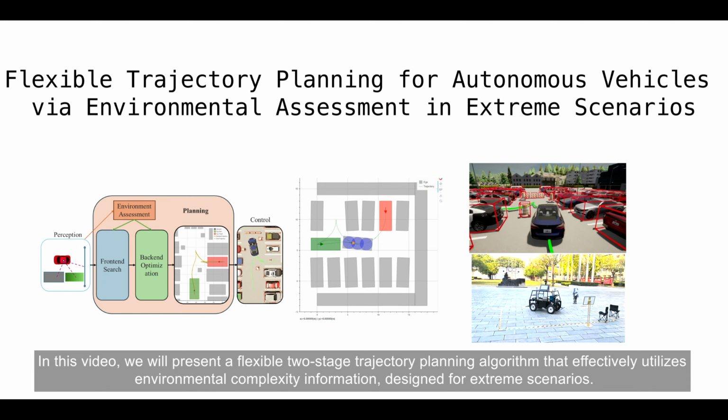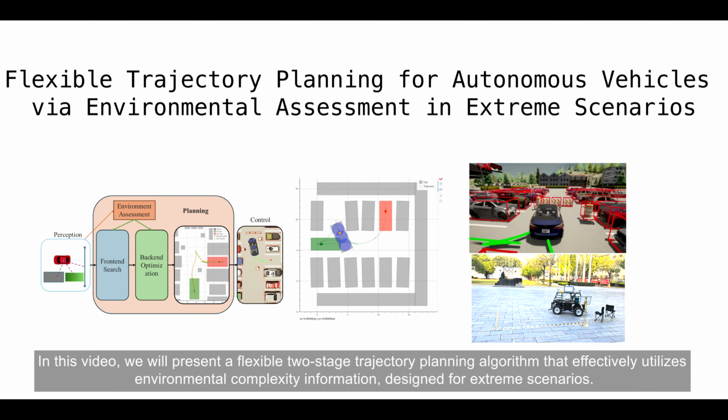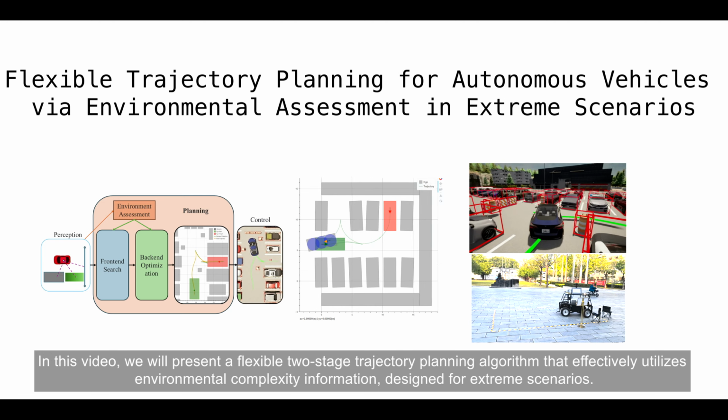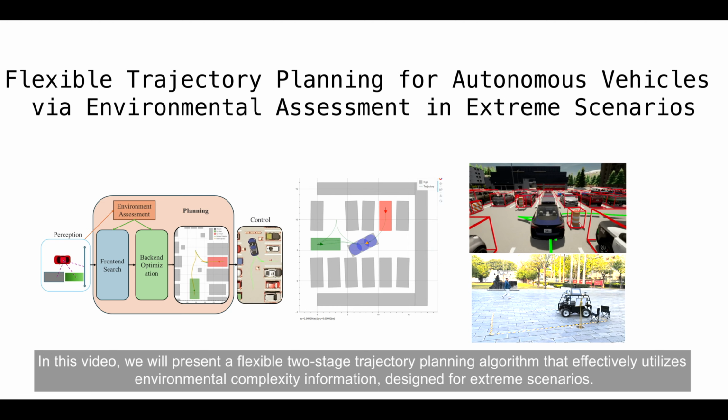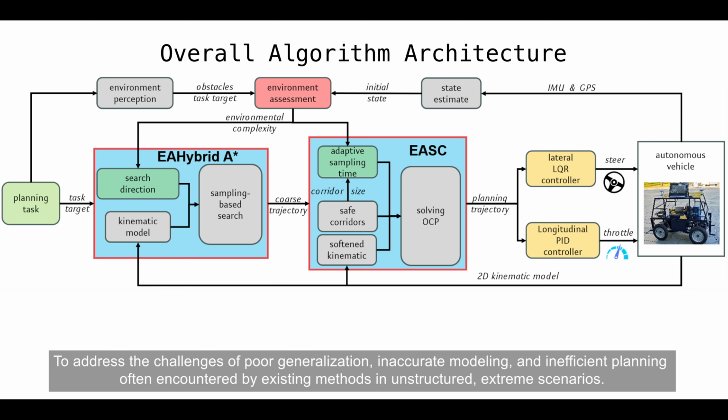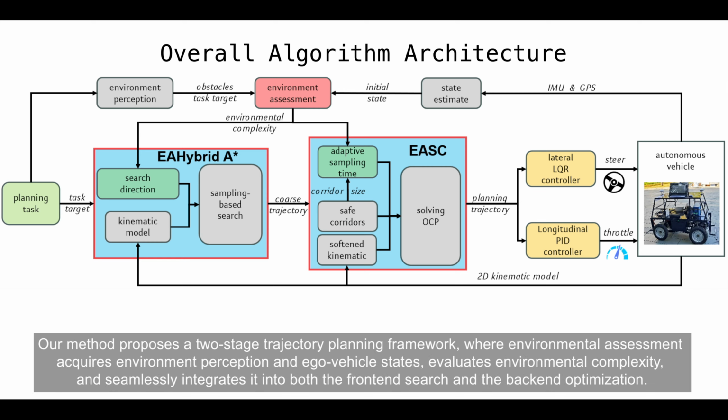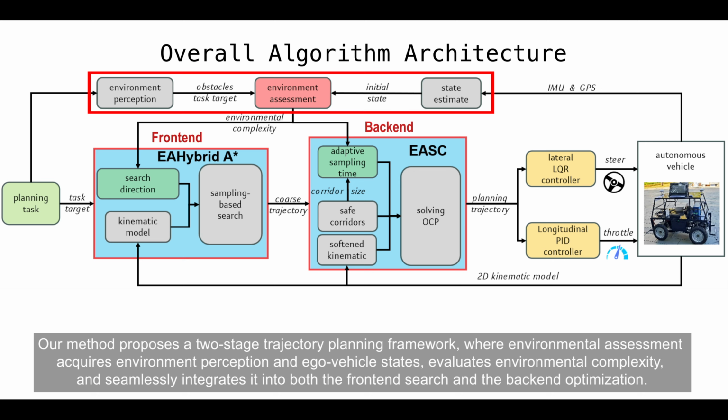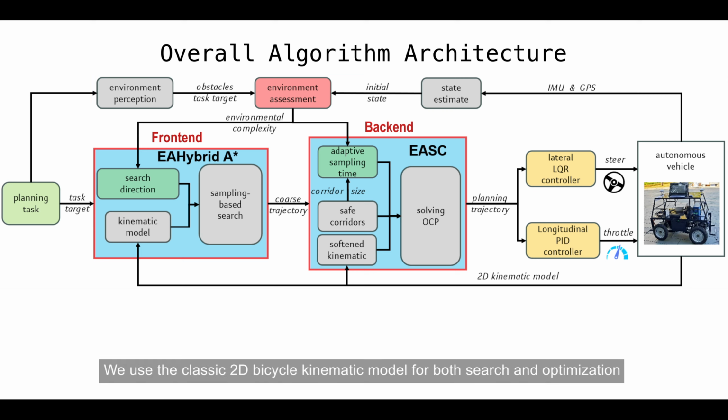In this video, we will present a flexible two-stage trajectory planning algorithm that effectively utilizes environmental complexity information, designed for extreme scenarios. To address the challenges of poor generalization, inaccurate modeling, and inefficient planning often encountered by existing methods in unstructured, extreme scenarios, our method proposes a two-stage trajectory planning framework, where environmental assessment acquires environment perception and ego-vehicle states, evaluates task-specific environmental complexity, and seamlessly integrates it into both the front-end search and the back-end optimization.